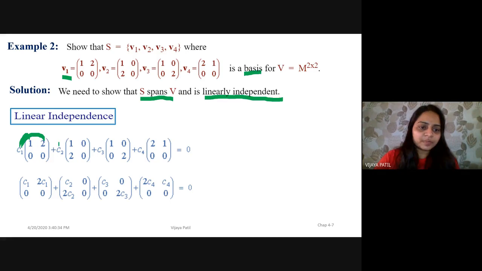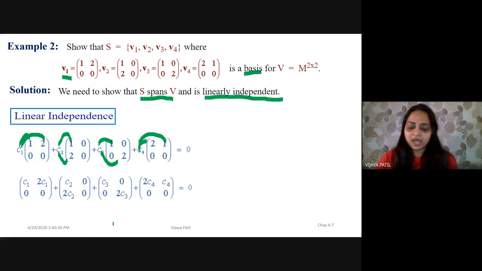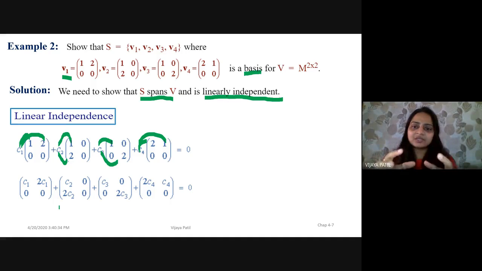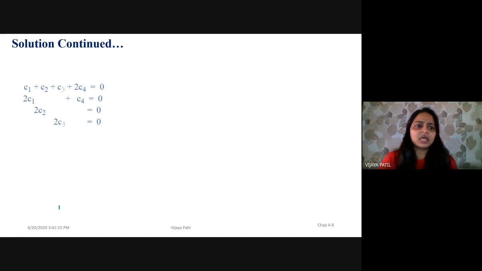Similarly, this C2 will be there with the non-zero numbers here. C3 again with non-zero here, and C4 will again be with the non-zero numbers here. After that, we can just add the matrices. What is the usual matrix addition? There is no other definition given. So after that, we are going to get this set of equations.